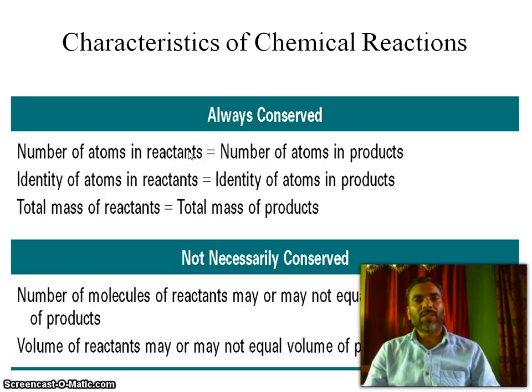So, characteristics of chemical reactions: always conserved. The number of atoms in reactants is equal to the number of atoms in products. The identity of atoms in reactants is equal to the identity of atoms in products. Total mass of reactants is equal to total mass of products. Not necessarily conserved: the number of molecules of reactants may or may not equal the number of molecules of products. Volume of reactants may or may not equal volume of products.